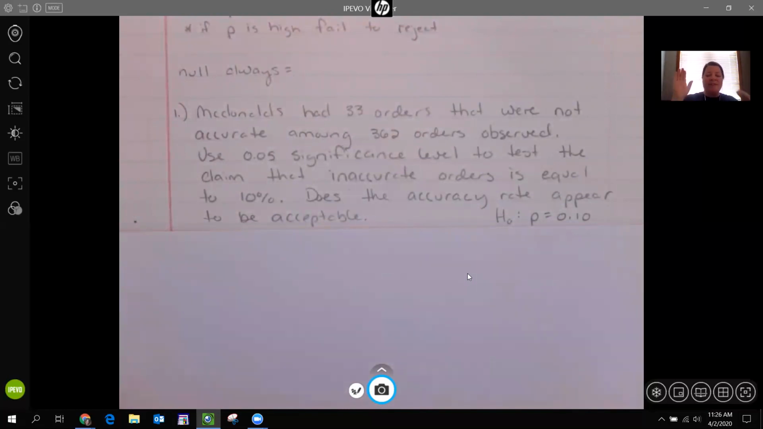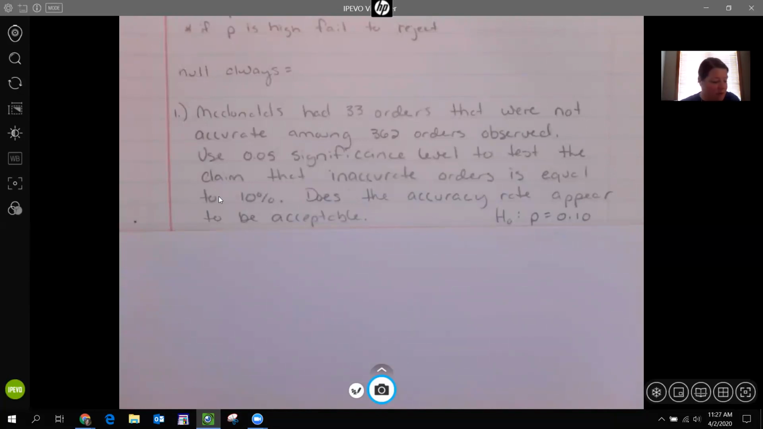Okay, so we have to think about, first of all, this whole section doesn't give us a mean, but we need to think of it this way. Are we given a proportion or are we given a mean value? We're given a proportion because we're given 33 out of so many. And then we have to talk about what the claim is.